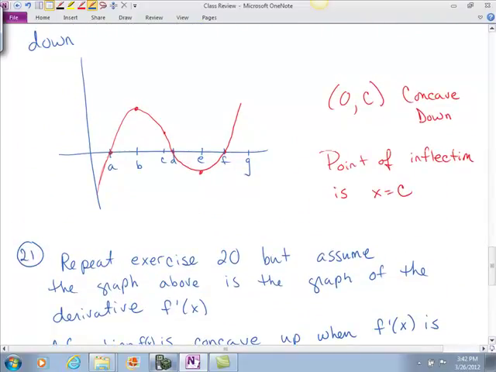If this is now the second derivative, A, D, and F are our possible points of inflection, because that's where the second derivative equals 0. And then it has negative y values to the left of A, and between A and D it has positive y values, and from D to F it has negative, and from F to G it has positive. Does that make sense?